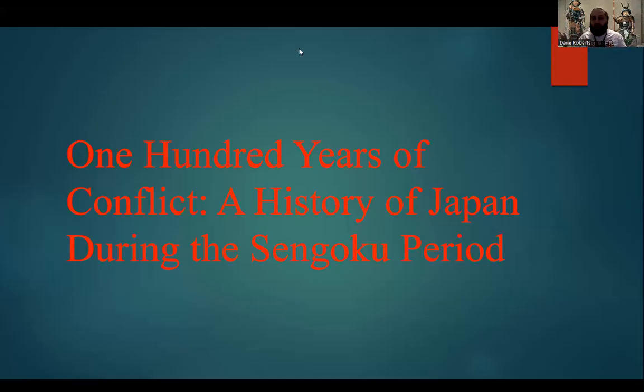Today is the third video in my series on the history and origins of modern East Asia. The subject of today's video is the Sengoku period of Japan, a 100-year-long period of conflict that also witnessed great technological advancement and political and philosophical developments.